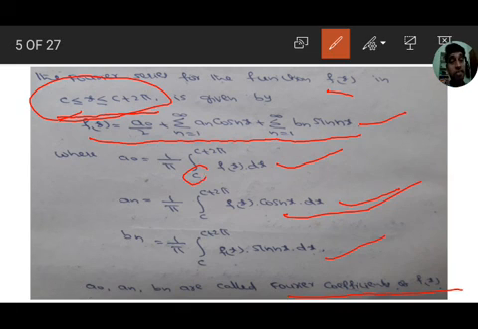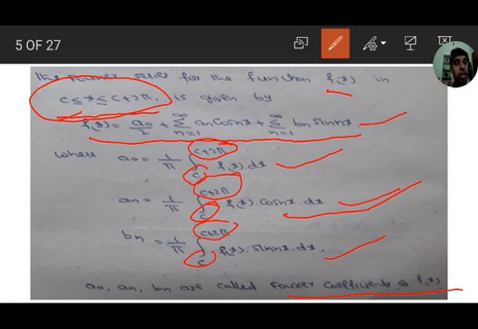These limits will be changed. If the interval changes, the limits also change. This is the upper limit and this is the lower limit.